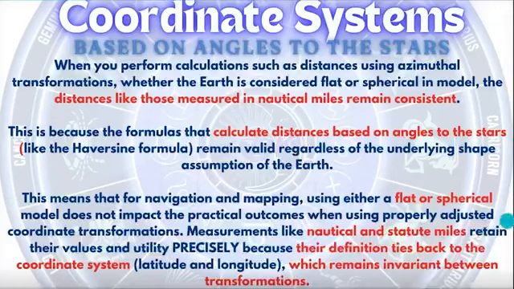If we look at what we were talking about before with our basic distances, we have our nautical mile comparison, because distances like nautical miles and even haversine are based on angles to the stars, so they remain consistent. Doesn't matter if Earth is actually a sphere or a plane. Distances based on things calculated to the sky remain the same regardless. That's why they use them all the time.